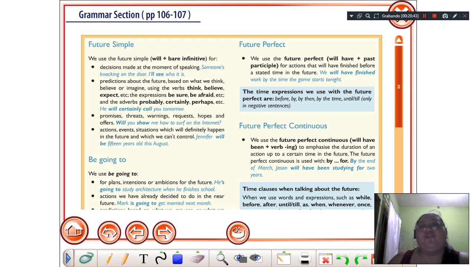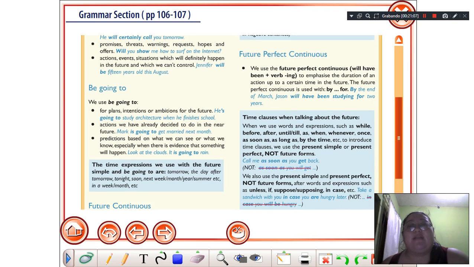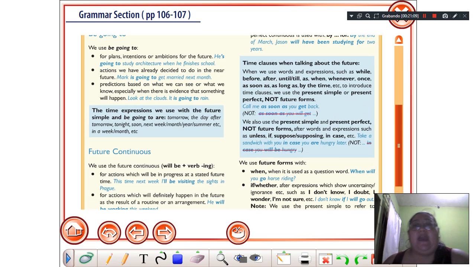Okay? Future perfect continuous. We use the future perfect continuous, will have been and the verb with ing, is more extensive. Okay? Will have been and the verb with ing to emphasize the duration of an action up to a certain time in the future. The future perfect continuous is used with by or for, okay? And the time clauses when we talk about the future, you can use while, before, after, okay? By the time, as soon as, etc.